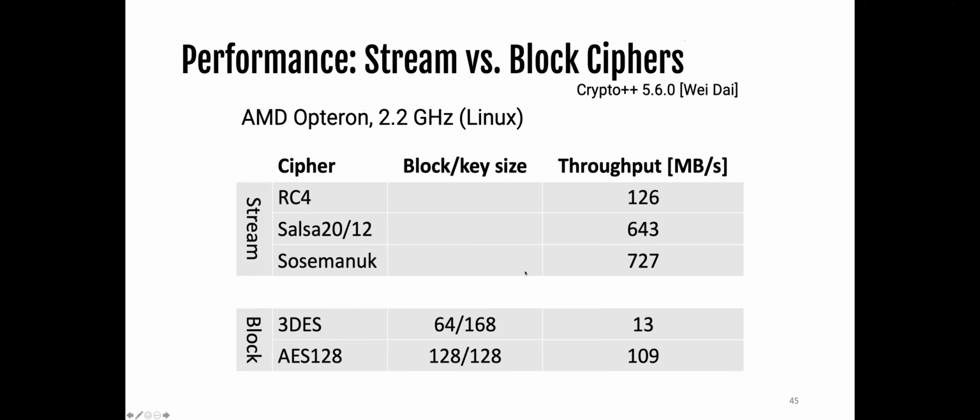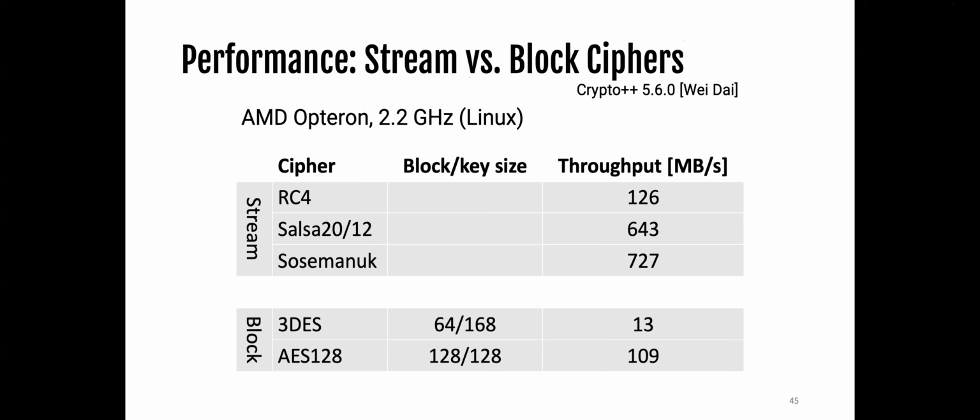So here, this is something that I want to show you guys. For stream cipher and block cipher, there was a performance evaluation, a comparison in terms of performance between these two types of ciphers. And as you see here, for a stream cipher, the throughput is relatively larger than the block ciphers. So usually for stream cipher, you can get like hundreds of MB per second, which is pretty fast.